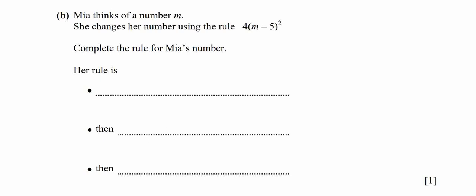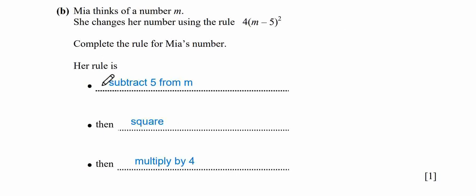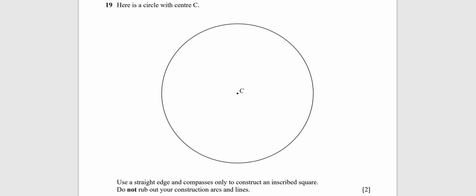Alright, let's open up the answer. So for Mia, her rule is subtract 5 from n, and then square, and then multiply by 4. Easy, right? Let's move on to the next. This is question number 19. Here's a circle with center C. Use a straight edge and compasses only to construct an inscribed square. Do not rub out your construction arcs and lines. So this one you can do on a piece of blank paper. So given 10 seconds. If you need more time, pause this video.